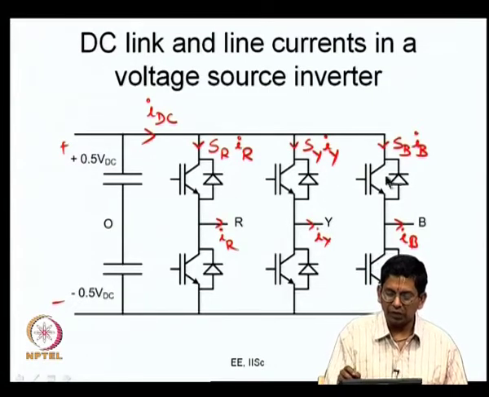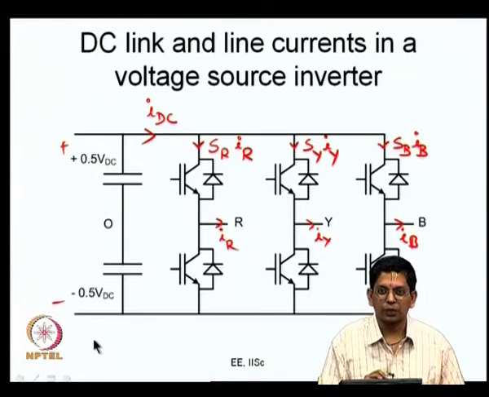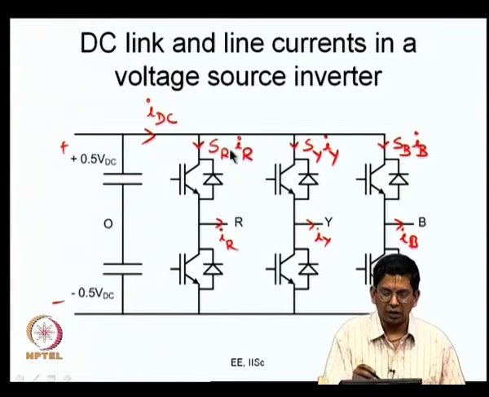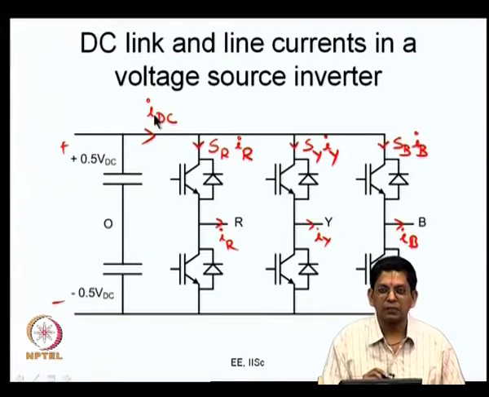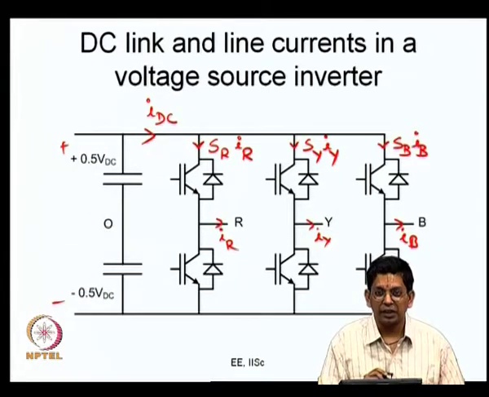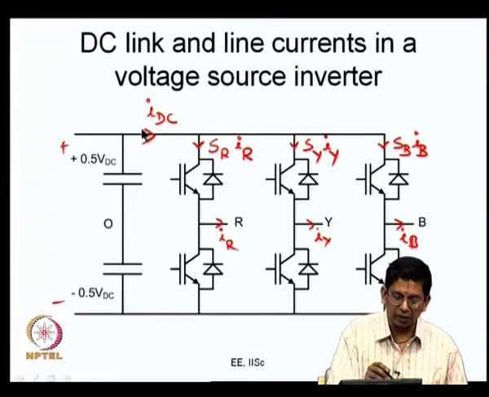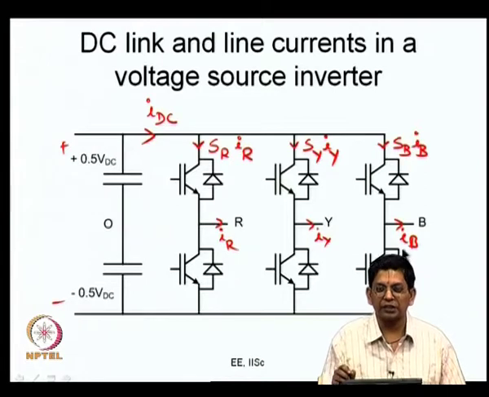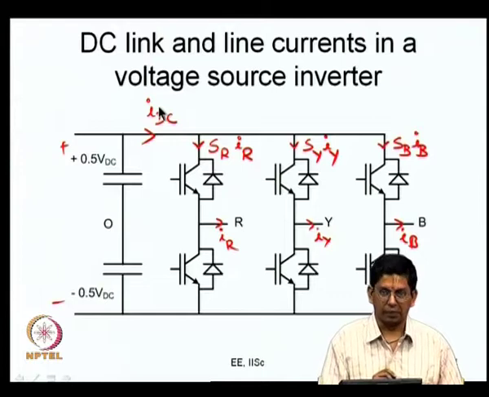So, in the 0 state, when the top devices are all on, it is 0. What happens if all the bottom devices are on? SR is 0, SY is 0 and SB is 0. Whenever the inverter state is 0, IDC is 0, and this is what we mentioned when we were defining the 0 state. It is one of the states of the inverter where there is no power flow between the DC side and the AC side, that is IDC is equal to 0.